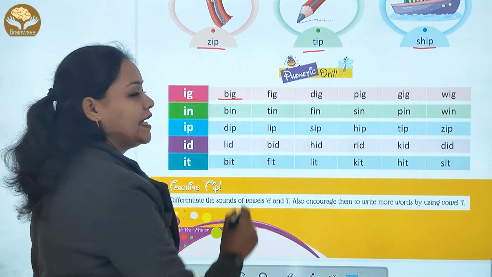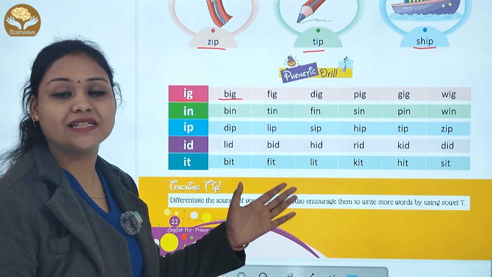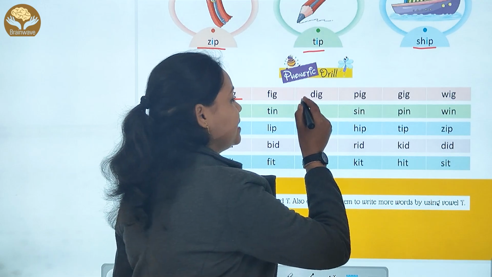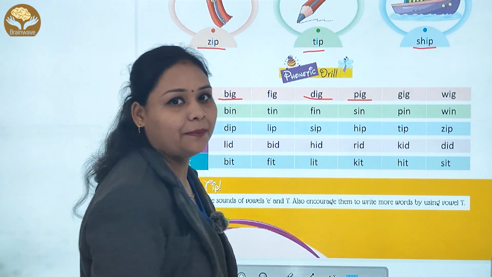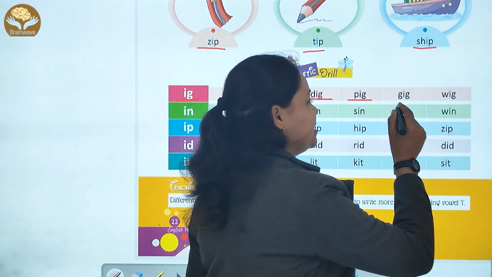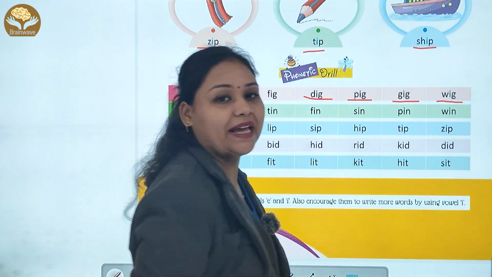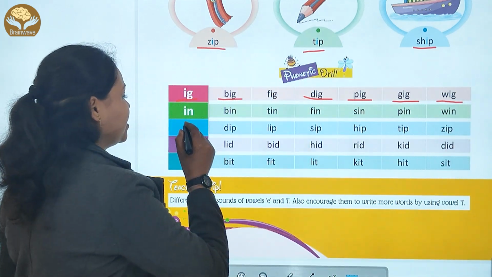Example, B-I-G, big. F-I-G, fig. D-I-G, dig. P-I-G, pig. G-I-G, gig. And W-I-G, wig. Next, I-N.